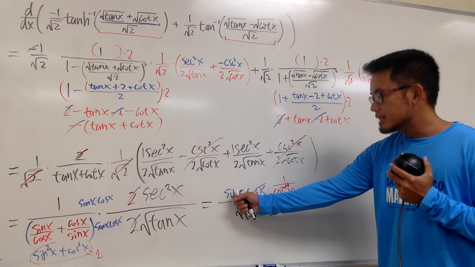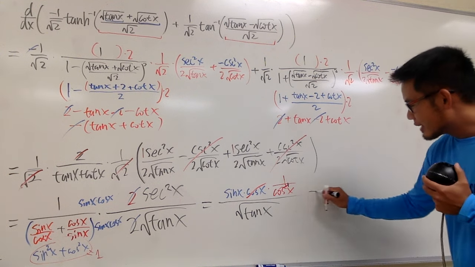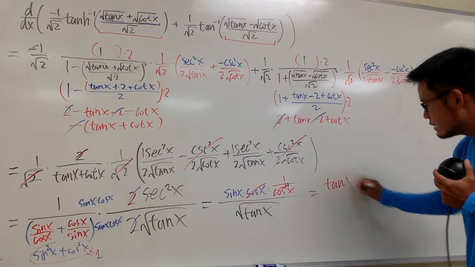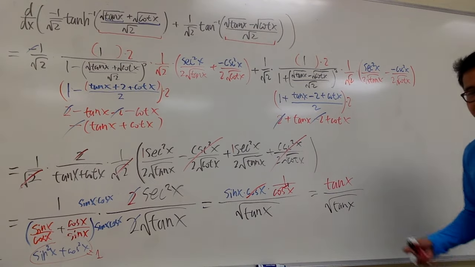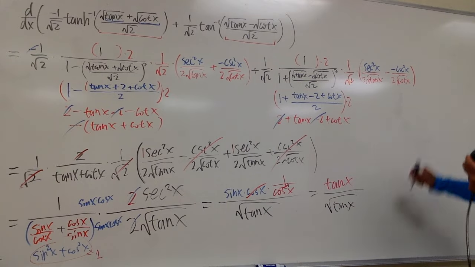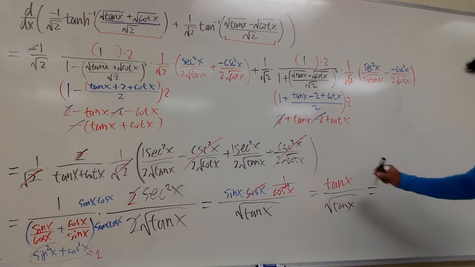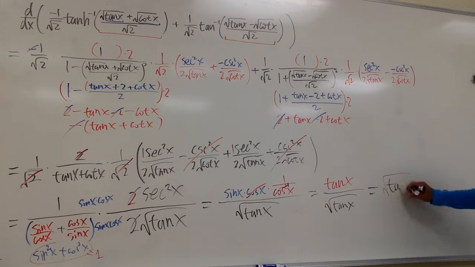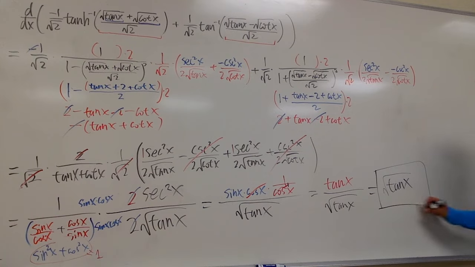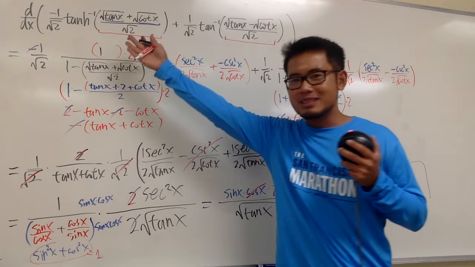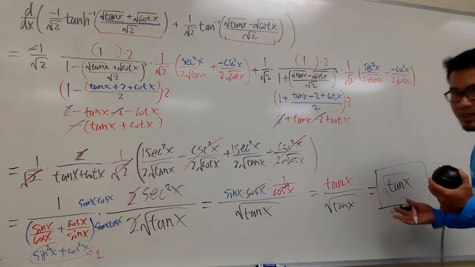On the top, we have sine x times 1 over cosine x. And that's what? This right here on the top is just a regular tangent x. Over on the bottom, we have this square root of tangent x. And this is what? Of course, do it whichever way that you want. But you know at the end, the deal is that this will simplify to square root of tangent x. And we are done. This right here is the answer. And that's the hardest derivative question, in my opinion. Well, until today, I think.